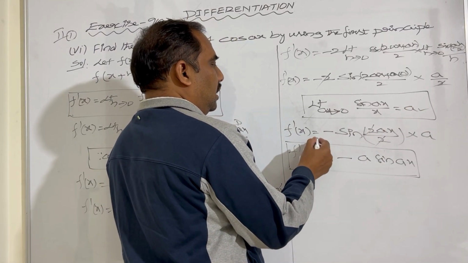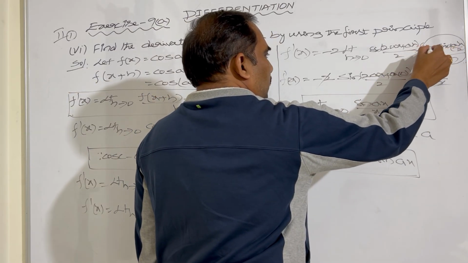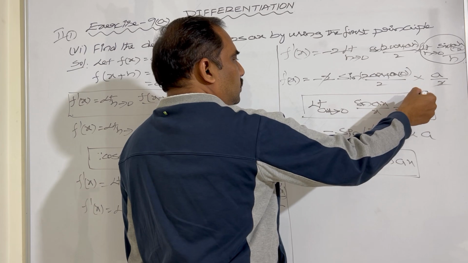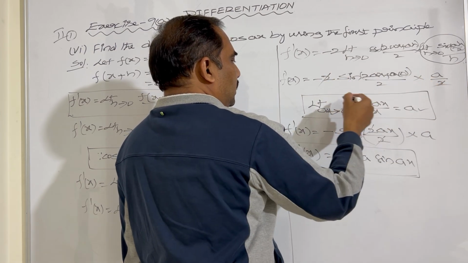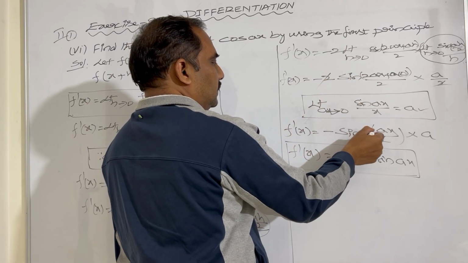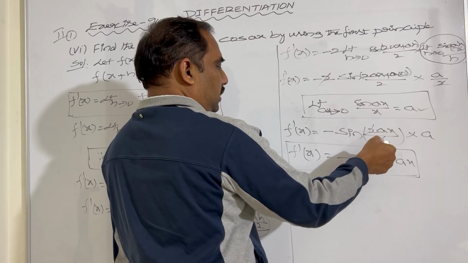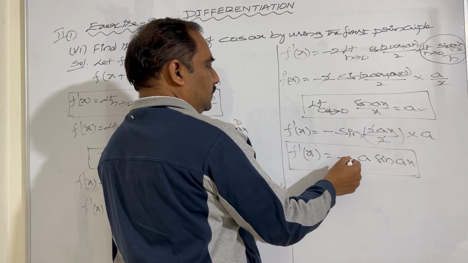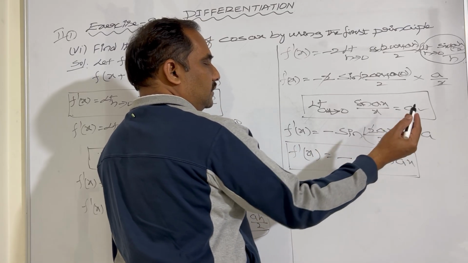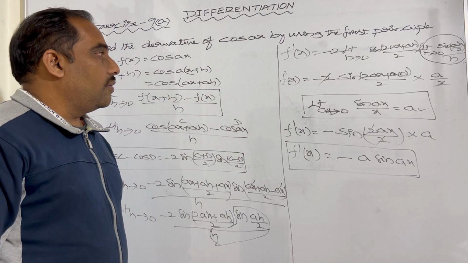So that's why for this one we get a by 2, and the 2 gets cancelled. So we get f dash x is equal to minus sine 2ax by 2 into a, the 2 gets cancelled. So f dash x is equal to minus a sine ax. Like this we can prove it by using the first principle.